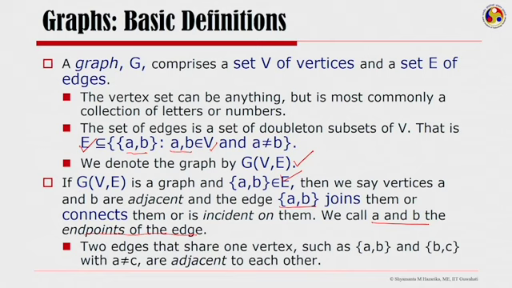Two edges that share a vertex, let's say I have a graph here and I have A here and a B here, and that's one edge. I have another edge, A and C here, that's another edge. So if I have AB and AC, here they are sharing a common node A, and then they are said to be adjacent to each other.